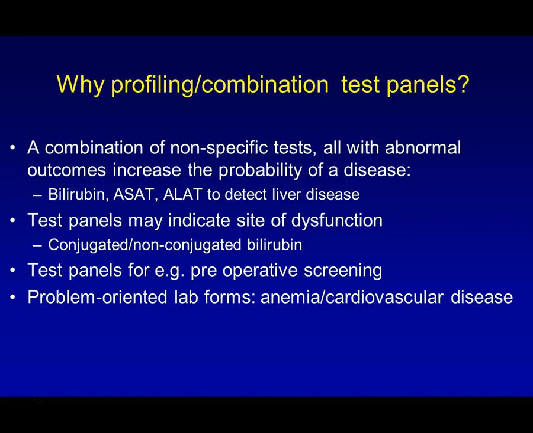The combination of tests, so the use of test panels, may also indicate the site of dysfunction. For example, we use bilirubin for liver disease, but we also measure conjugated and non-conjugated bilirubin. When there is a high level of non-conjugated bilirubin, this indicates that the cause of the high bilirubin is pre-hepatic. In other words, there's a high level of hemolysis that causes high bilirubin, and the bilirubin has not been conjugated in the liver, and therefore the cause is pre-hepatic.